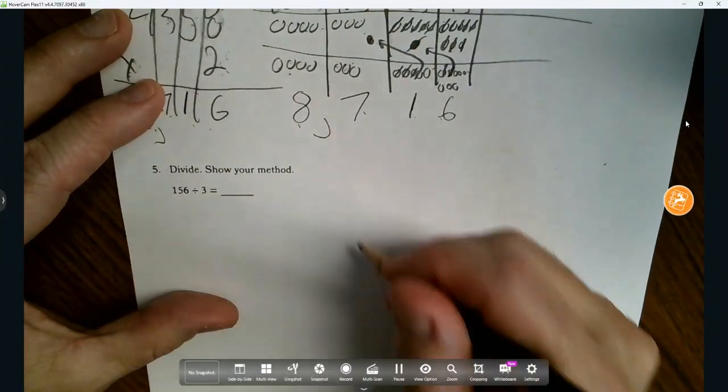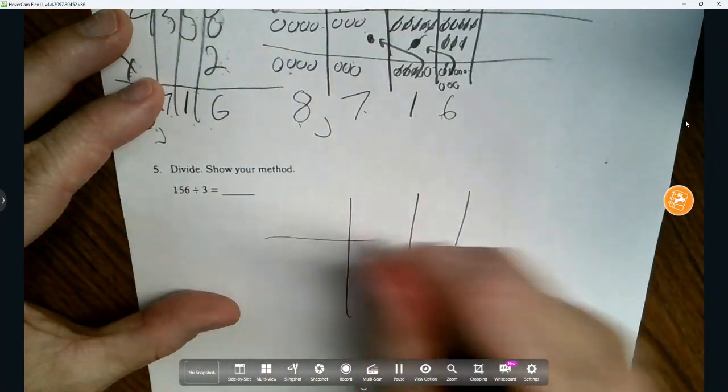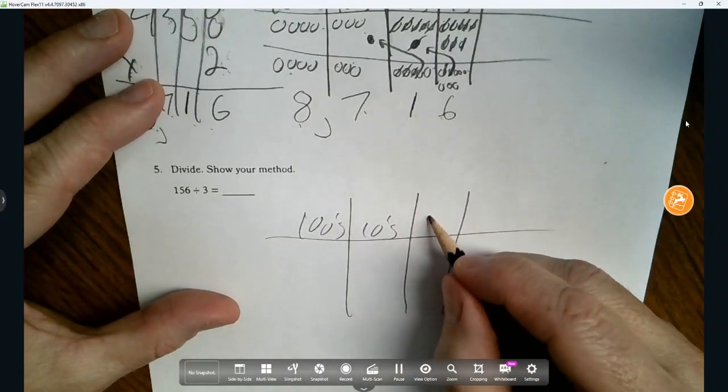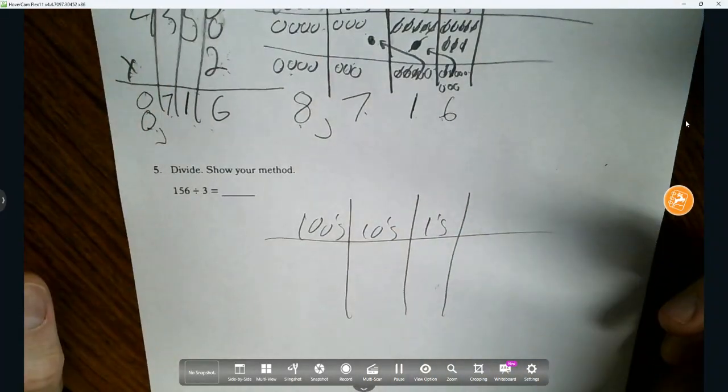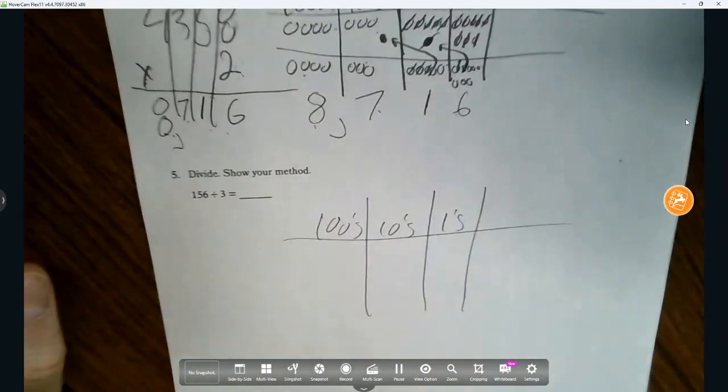Division. You can do division the same way. If you've been following along with me, you know how to set this up. Hundreds, tens, and ones, if you want to do it this way. If you got another way that works better for you, go with that. All right? Hope this helps.